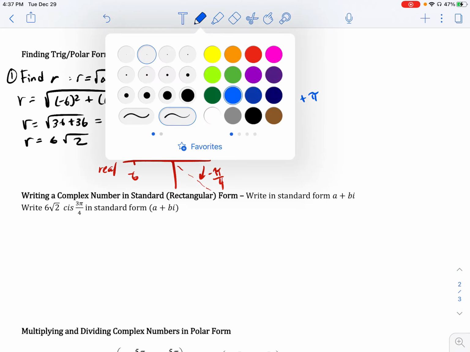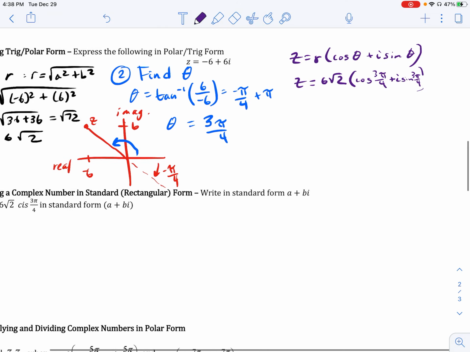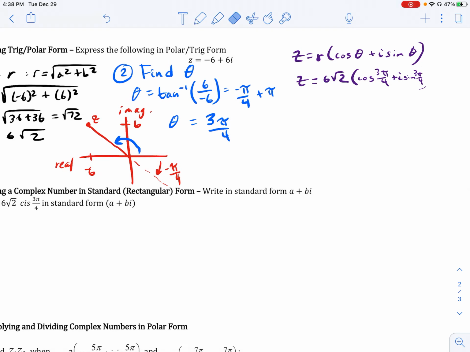So now that we have all that, we are ready to write our complex number in trig form. So we know z is equal to r cosine theta plus i sine theta. So z is equal to our r value, 6 root 2, times the cosine of our angle, 3 pi over 4, plus i sine 3 pi over 4. So there is our number in trig form or polar form.